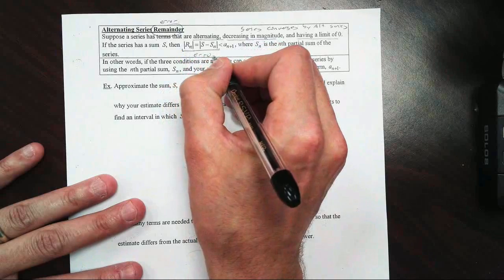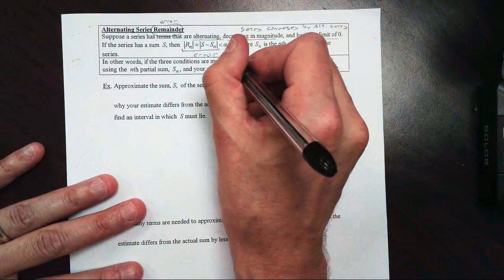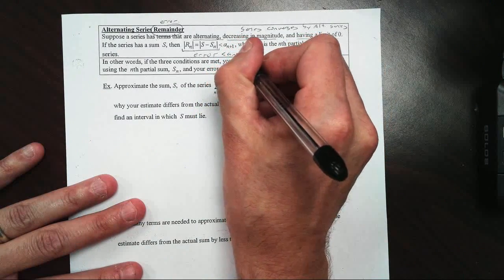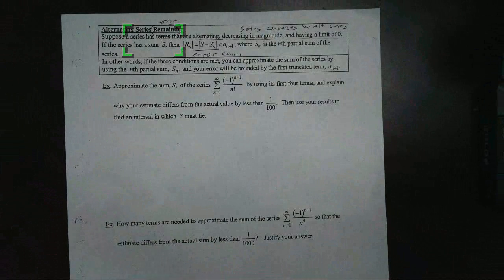R sub n is the error of the nth term of our series, and we can get it by looking at the next term. It says that the error has to be less than the next term. Now, this should be almost kind of like common sense. So let's take a look at an example.